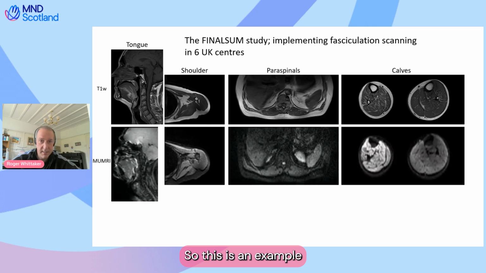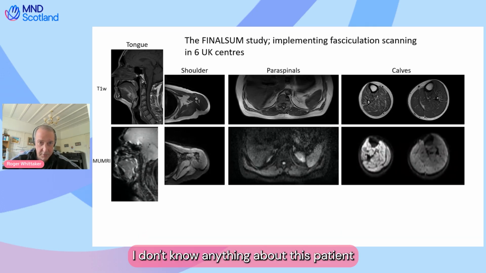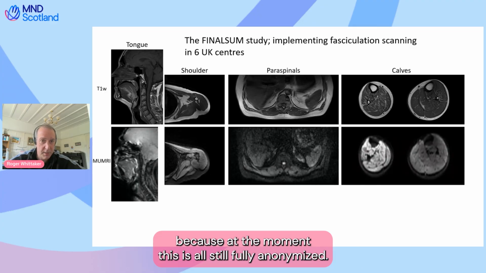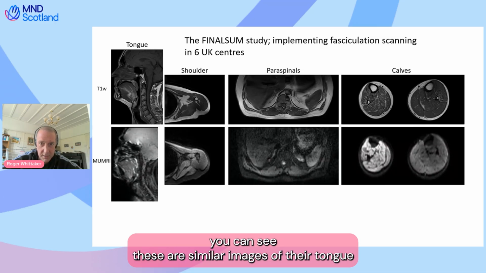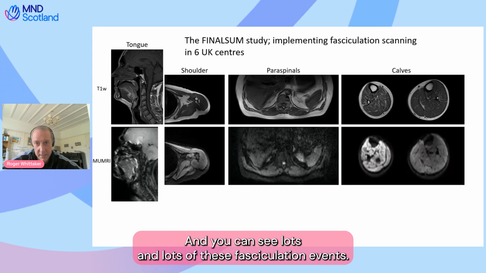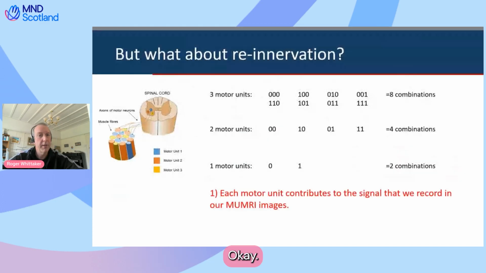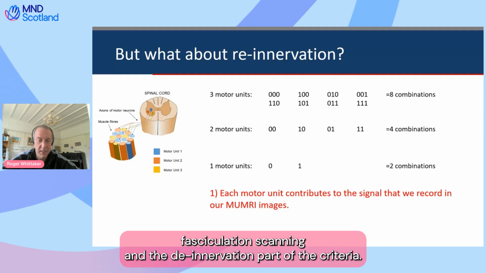So this is an example taken from our colleagues in Leeds who've scanned this patient. I don't know anything about this patient because at the moment this is all still fully anonymized, but you can see that along the bottom axis, these are similar images of their tongue on the left, the shoulder, the back muscles, and the leg, and you can see lots and lots of these fasciculation events. Okay, so we've made quite good progress on the fasciculation scanning and the denervation part of the criteria.